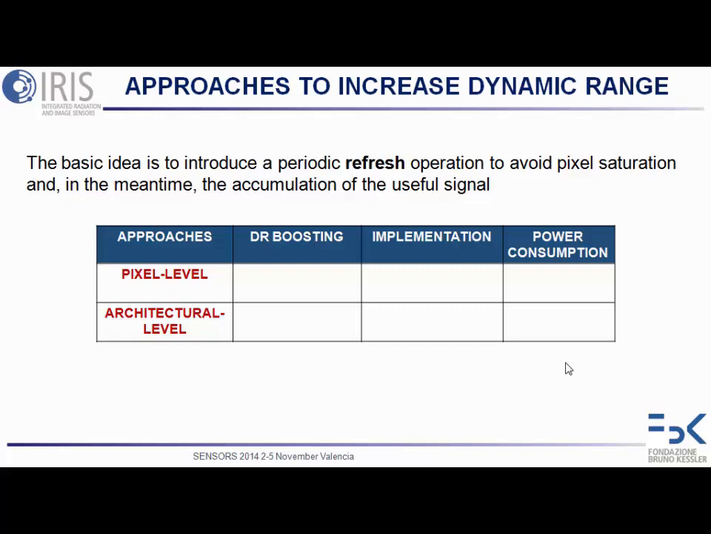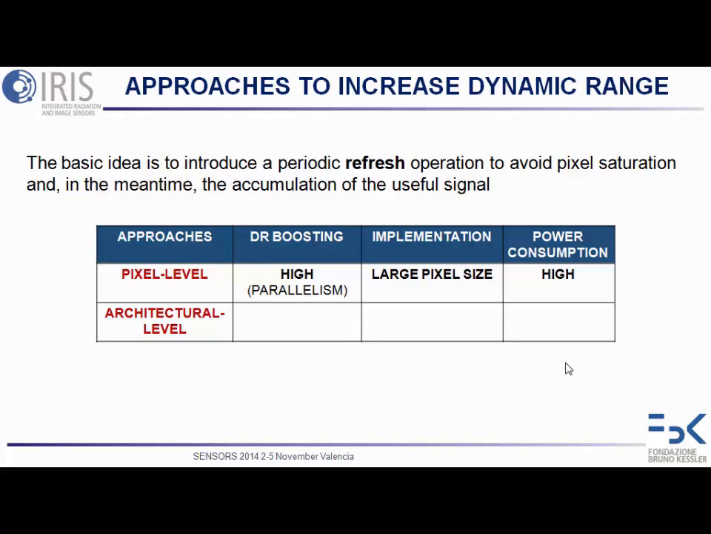So I want to underline two types of approaches. The first one is the pixel level approach, by means of which it's possible to achieve, I think, the highest value of dynamic range boosting. But on the other hand, it has the problem of a very large pixel size.